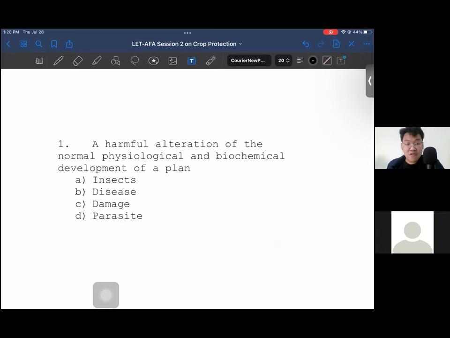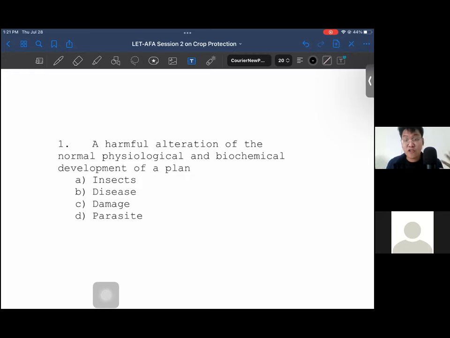Merong tumubong rose. Eh, rose yun, di ba? Sobrang ganda nun. Well, that rose is also considered as a weed, kasi hindi naman natin objective sa isang farm or sa isang field na mag-grow ng rose. At since wala siya doon, nandun siya pero dapat wala siya doon, that rose is considered as a weed.